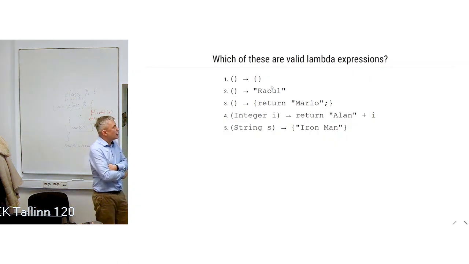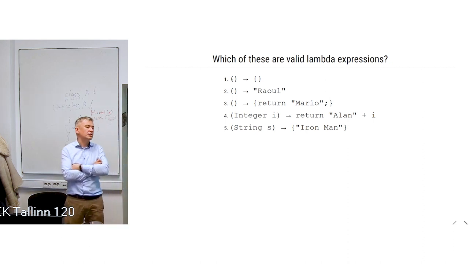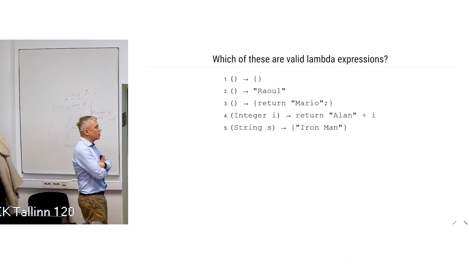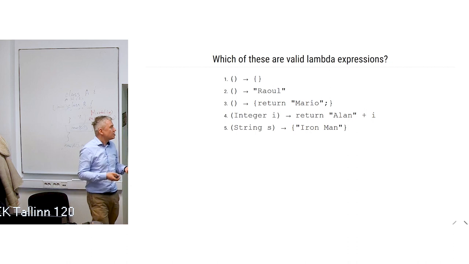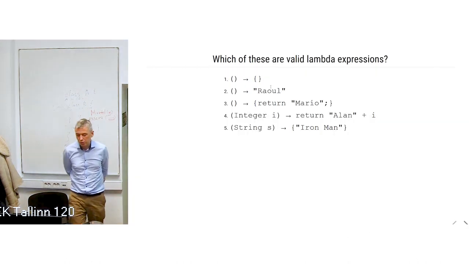We have curly braces here, but since it doesn't return anything, we don't need a return statement. Okay, how about the second one? Is it valid? Is it a single-line expression? Yes. It's a constant expression. When I told you that a lambda is just code that does something, it's not necessarily complex stuff. Here it just returns a constant. This is a perfect example of a lambda. It's trivial, but it always returns a constant.